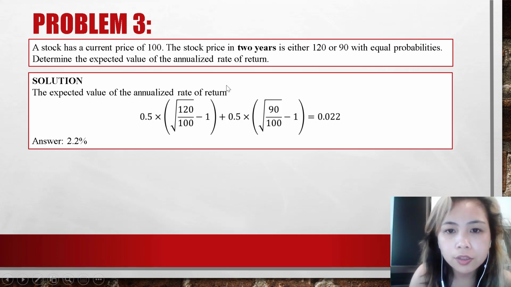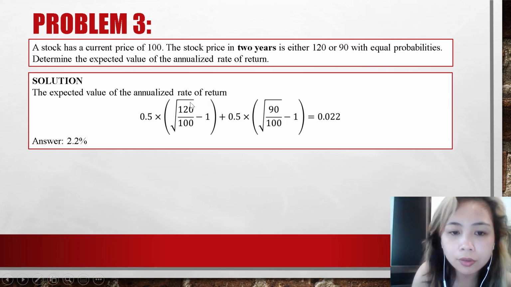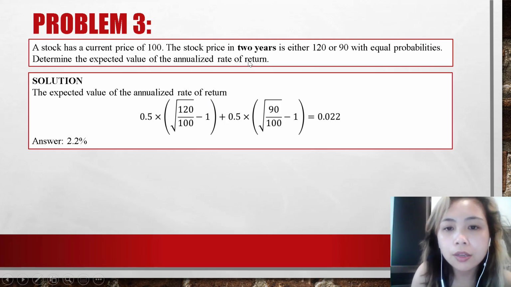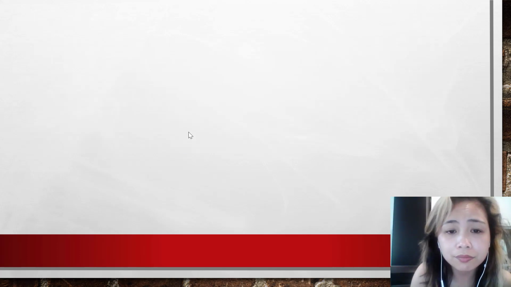Right. So let's say if we have the stock price in 3 years, then instead of taking the square root here and here, we have to take the cube root. If we have the stock price in 1 year, then we don't have to take the square root. If we have the stock price in n years, then we have to take the nth root. See that? So it's really easy. So the answer here is 2.2%.